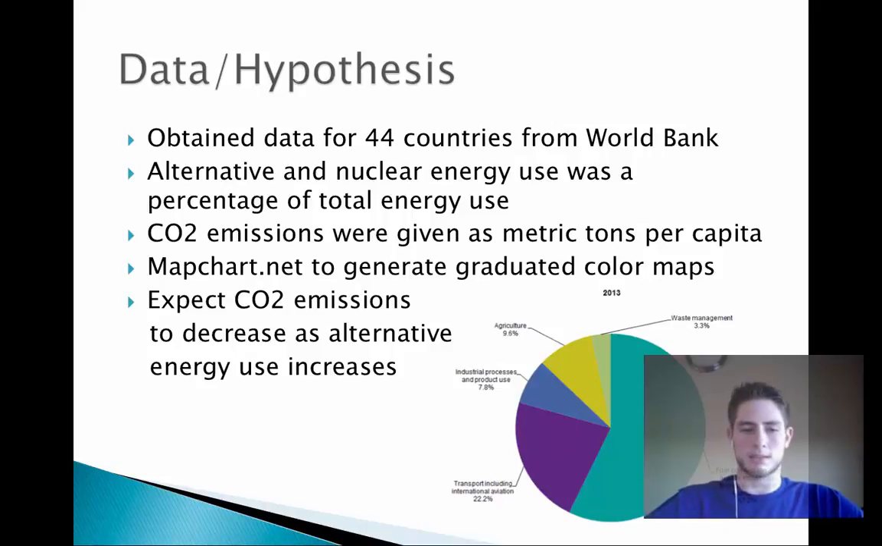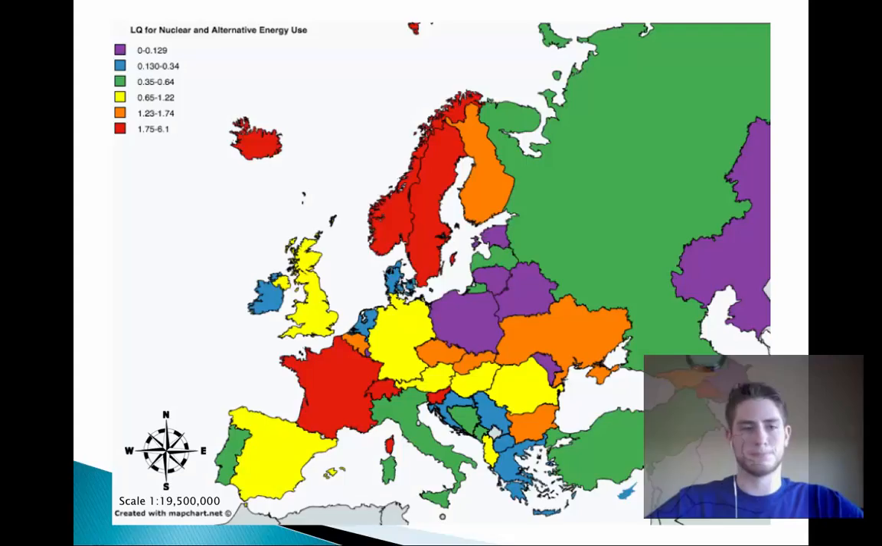My hypothesis is that I expect CO2 emissions to decrease as alternative energy use increases. And the reason for this, as you can see in this chart, is that the majority of CO2 emissions come from producing electricity. So obviously, as you use renewable energy, wind and solar, you should not have pollution coming from electricity production.